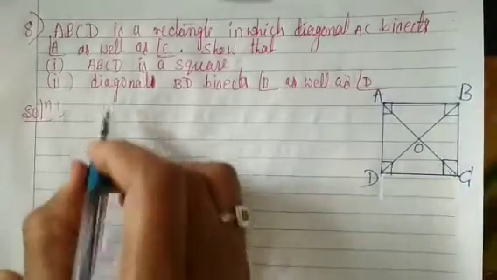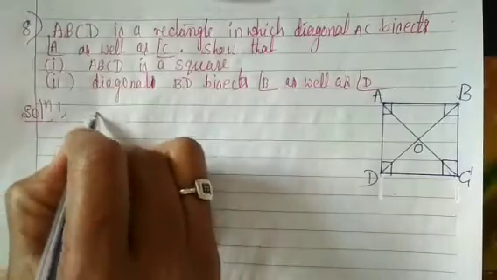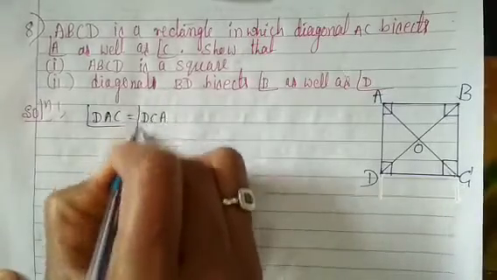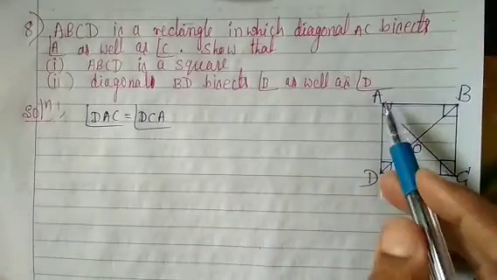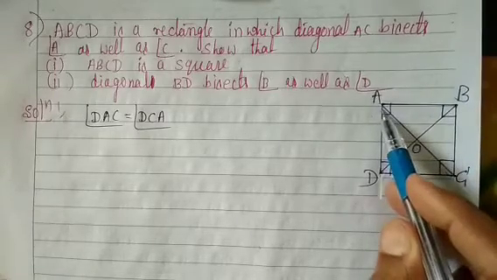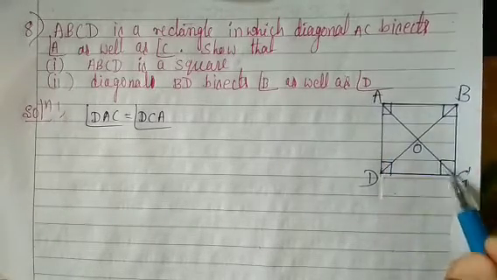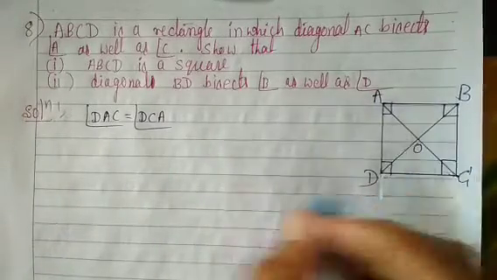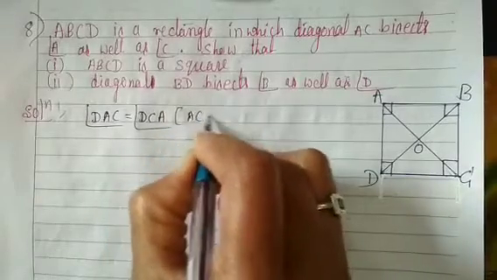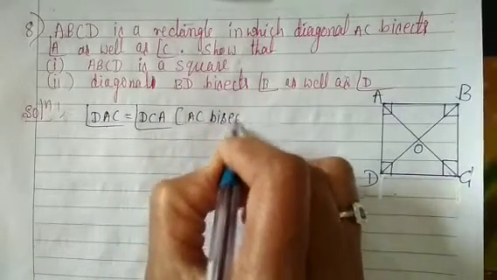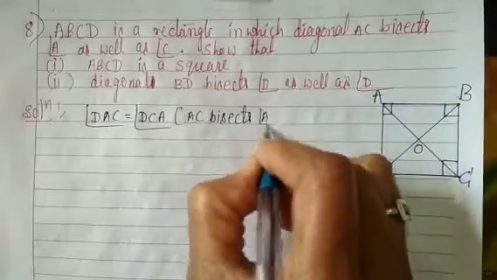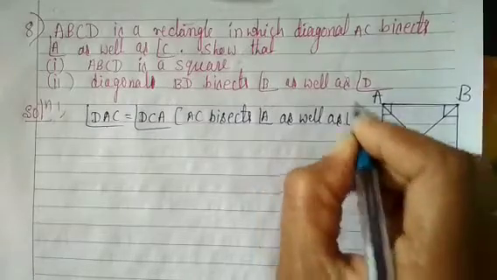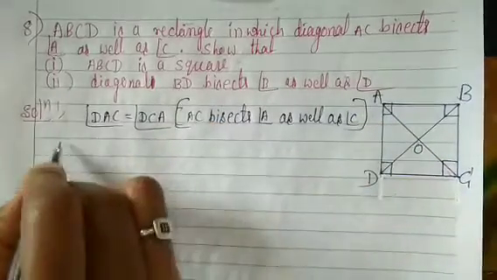Solution. First, angle A is equal to angle C, means DAC is equal to DCA. Look at this. DAC means angle A is equal to DCA, angle C. This means that angle A is equal to angle C. This part AC bisects angle A as well as angle C.